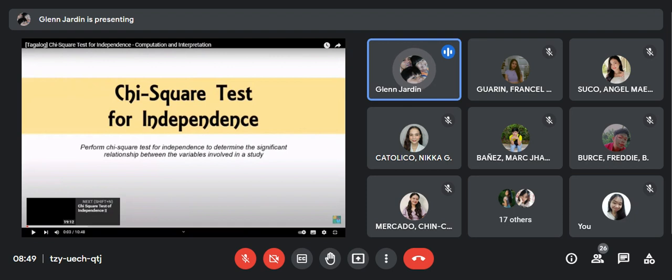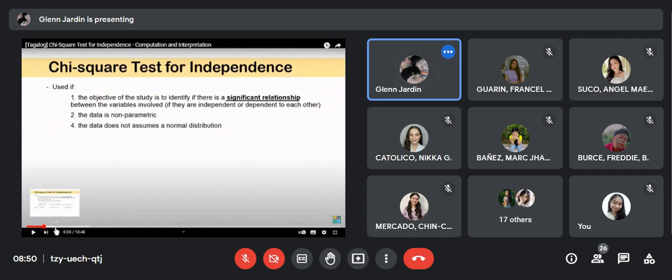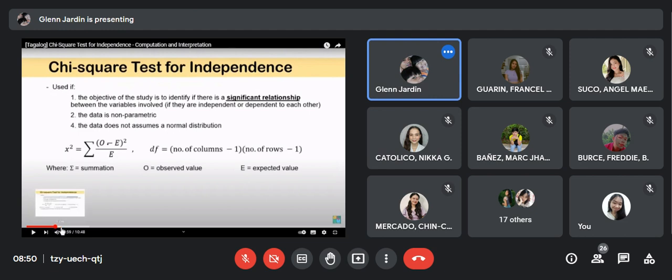You can perform chi-square for independence to determine a significant relationship between variables under study. Those are the uses of chi-squared. This uses tables, so we need to construct tables. Only a contingency table can be used.